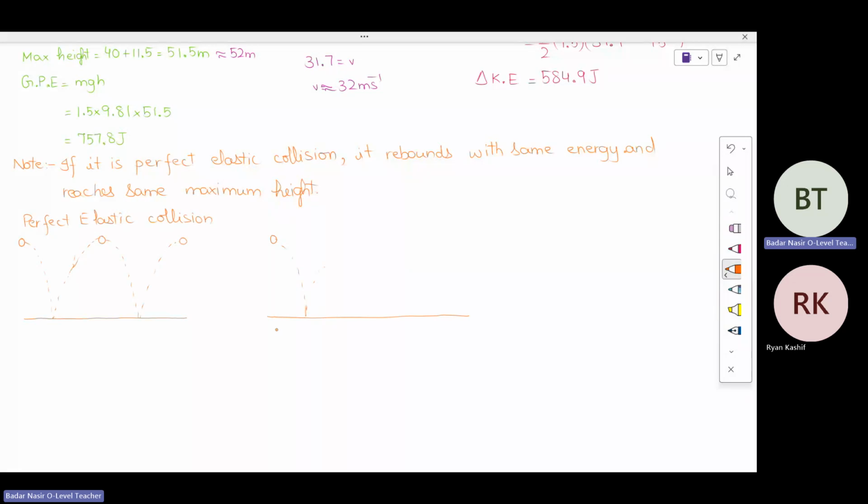और फिर ये बॉल जब नेक्स्ट टाइम, तो रियलिटी में this is how it is happening. ठीक है. So this is not a perfect elastic collision. ठीक है.